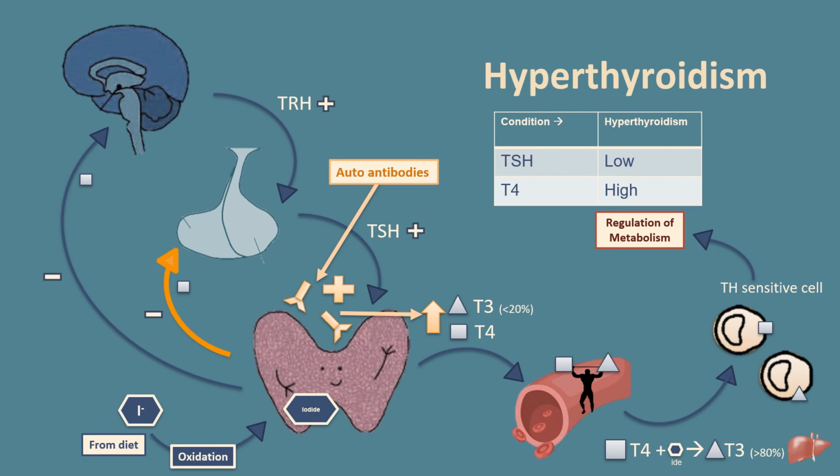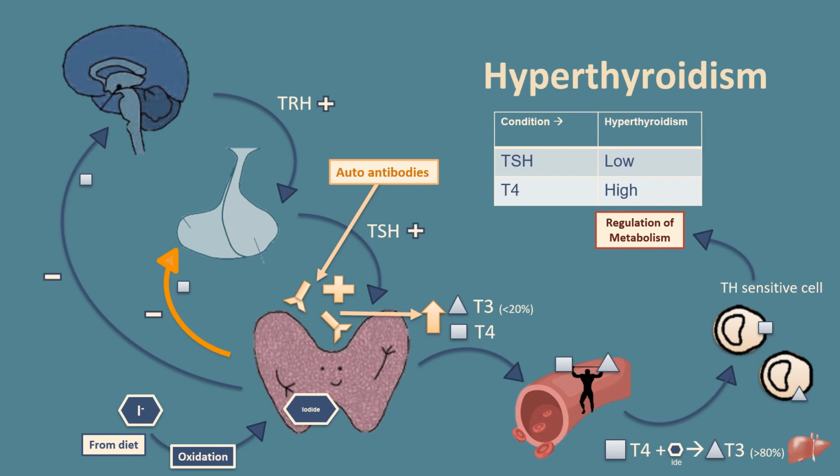So here's our diagram again. This time let's look at hyperthyroidism. The most common cause of hyperthyroidism is Graves' disease, which is an autoimmune disease. In Graves' disease, there are autoantibodies that attach to and stimulate the thyroid to release T3 and T4.